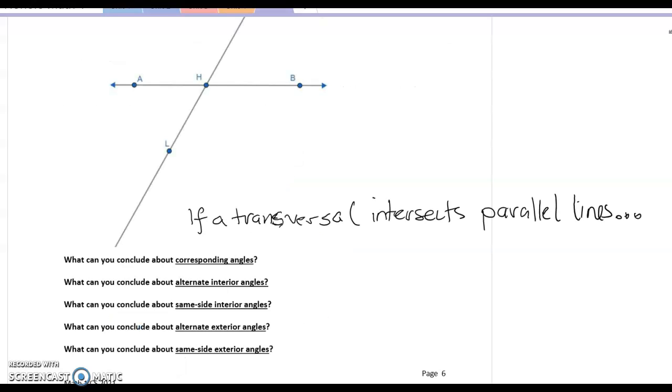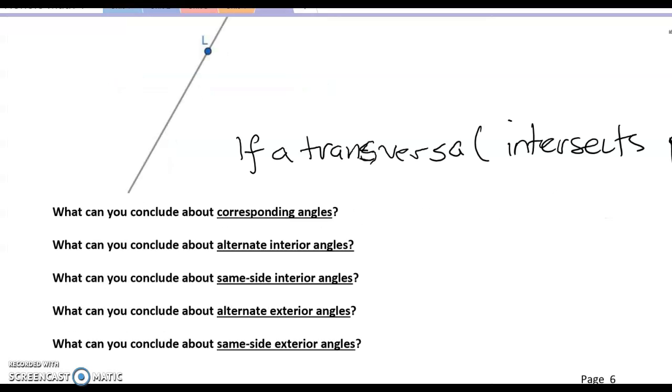So then we have this transversal line cutting through those two lines. Now, all the responses to these following questions have, as a beginning conditional, a transversal line that intersects parallel lines. So if a transversal intersects parallel lines, then we can conclude that corresponding angles are congruent. If we have a transversal intersecting two parallel lines, then the corresponding angles are congruent.